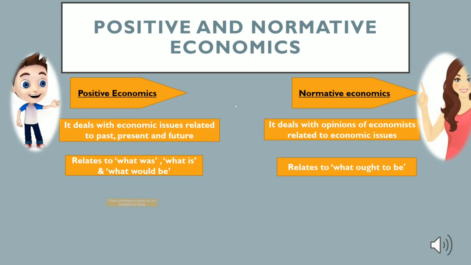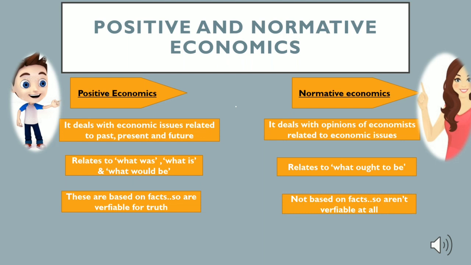Next, if we talk about positive economics, basically these are based on facts. Okay, these are basically based on facts. That means you can verify them, they are verifiable for truth. On the other hand, normative economics does not base on fact, so it isn't verifiable at all. You cannot verify an opinion of anyone, correct? It's just an opinion, so it cannot be verified. Okay, facts can be verified.